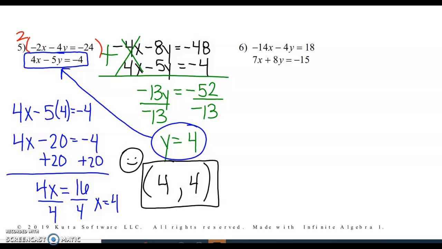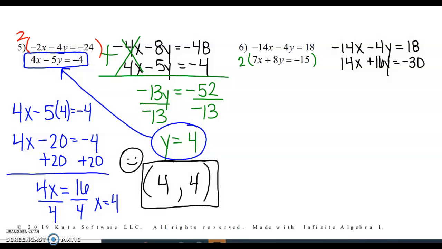Last one. Neither the x's nor the y's are opposite. They're just as close to being opposite. Well, I'm going to go with the x's. They're out front. So I have negative 14. The opposite of negative 14 is positive 14. I have 7. So I'd have to multiply 7 by 2 to make it positive 14. So top equation is negative 14x minus 4y equals 18. Bottom equation, 2 times 7x is 14x. 2 times 8y is 16y. And 2 times negative 15 is negative 30.